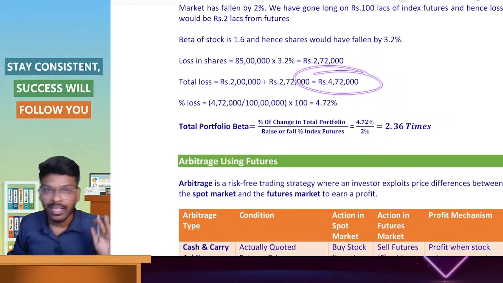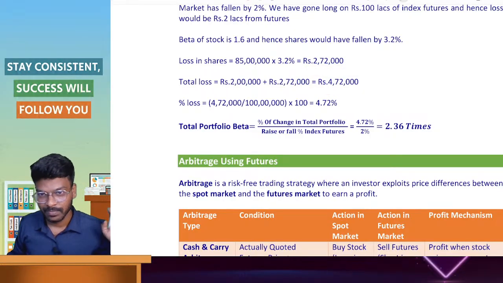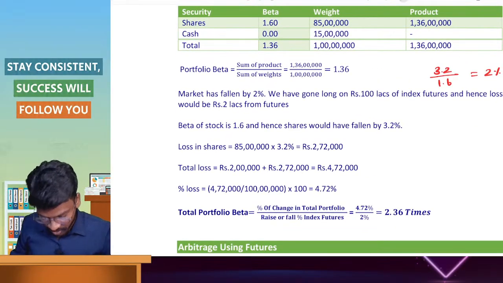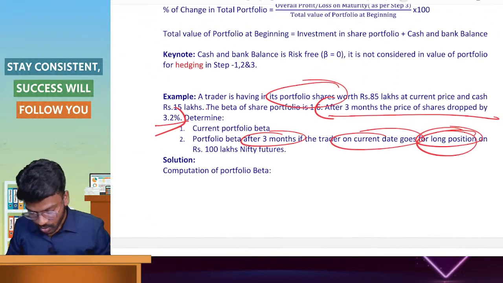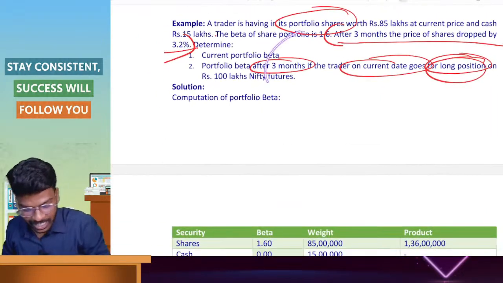Overall loss is 4,72,000. I should include other positions also. Students will come confused, I think. I have to include another example to understand the hedging. This is not actually hedging.